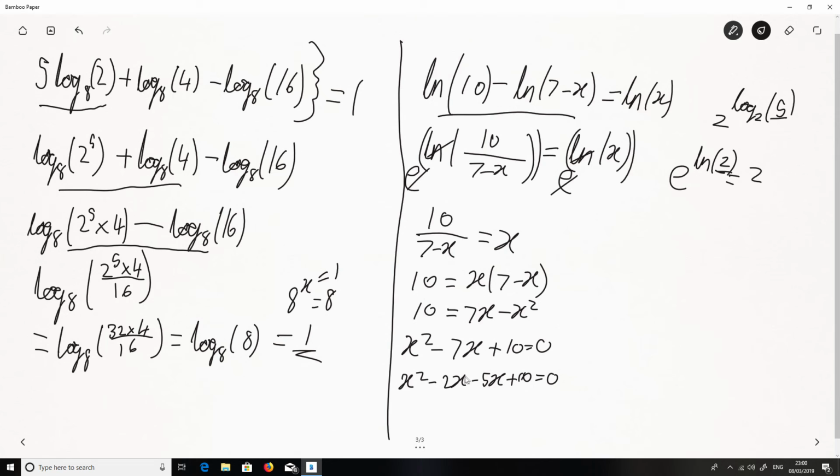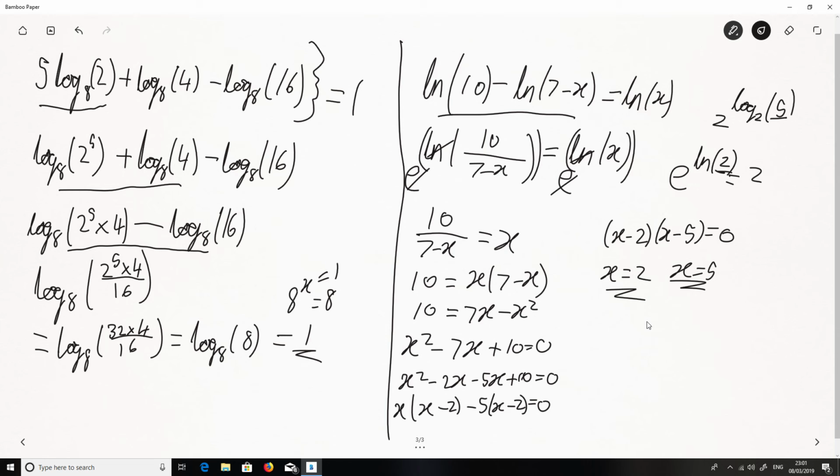If you're unfamiliar with how I'm factorizing this, then just have a look at my other video, my first one, called Solving Quadratic Equations, and that will show you the methods I'm using right now. So then we'll factorize this, so we have x minus 2 times x minus 5, equals 0. And so that means that we get solutions for x of x equals 2 and x equals 5. And that's how we solve equations when we have unknowns in x with logarithms.